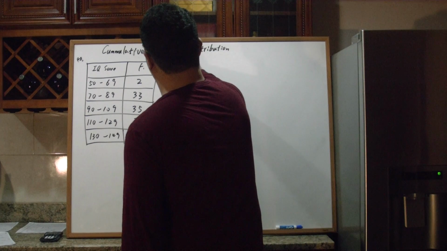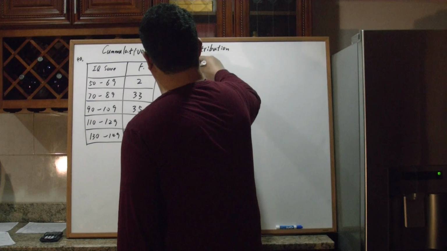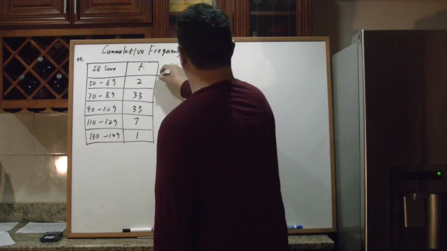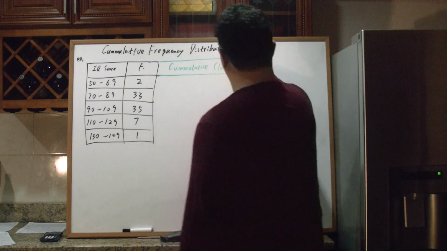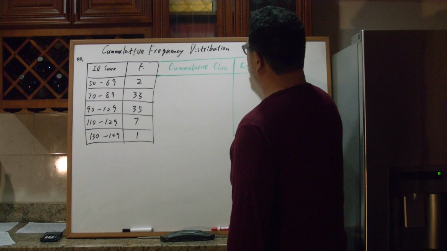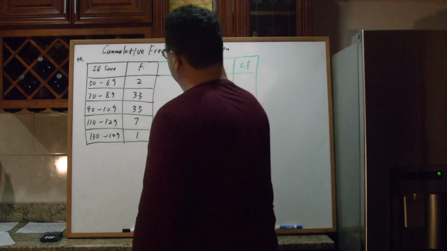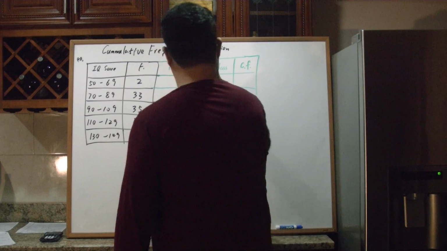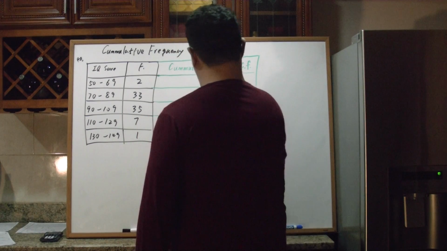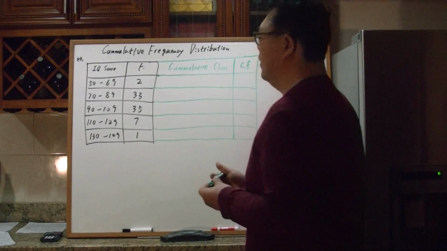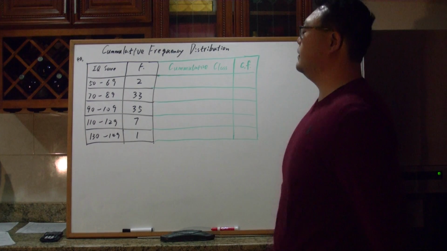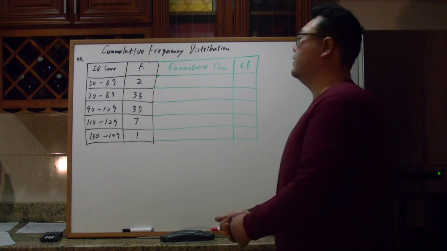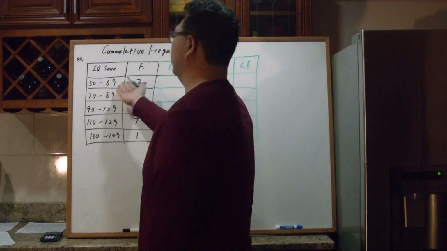The first column is the cumulative class, and then it's the cumulative frequency, which by the word itself, right, literally just means accumulate every class together. Which means, well, the first class has two people.